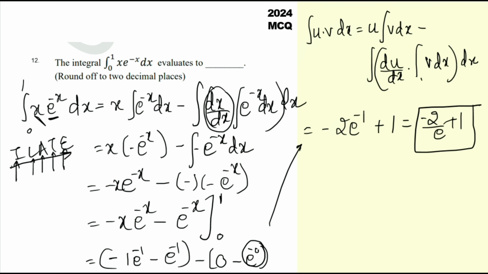Now if you put this in the calculator, you will get a value approximately equal to 0.264. Since our question says we need to round off to 2 decimal places, we will get 0.26. So 0.26 is our correct answer.